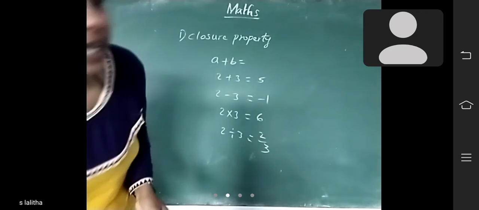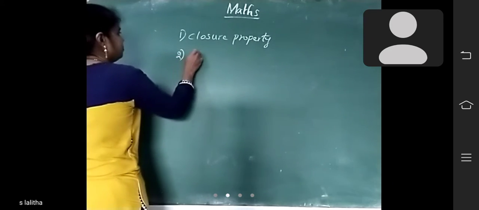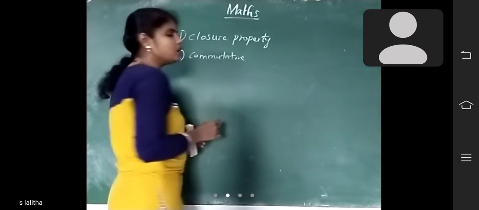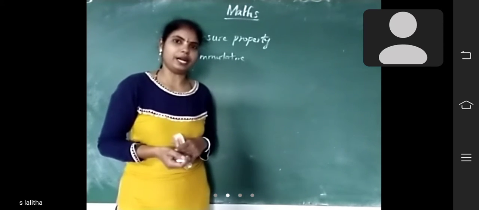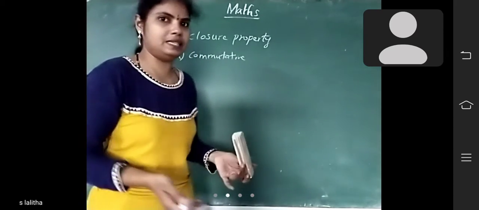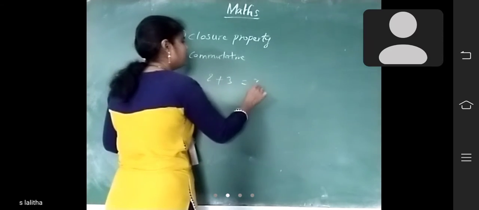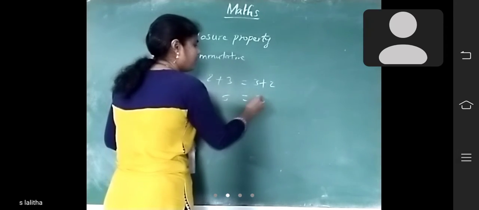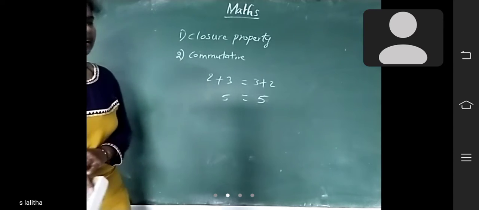Okay, ma'am. Next property is commutative property. What is called commutative property? If you take any two integers, you can reverse the order and you will get the same answer. That means 2 plus 3. Now I can reverse this order: 3 plus 2. 2 plus 3 how much? 5. 3 plus 2 also 5. Both are equal. So commutative property is satisfied under addition.